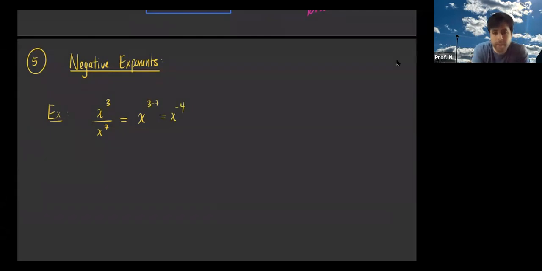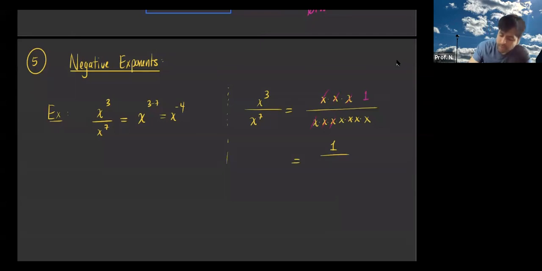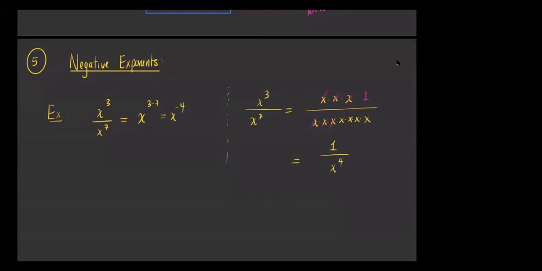Very good. Now, that's one way to interpret this. What's another way to interpret it? X cubed over x to the 7th, I can rewrite this as what? X times x times x divided by x times x times x times x times x times x times x, right? What happens with the x's? Cancel, cancel, cancel. This is a 1 in front on the top. I'm left with 1 in the numerator, and what's in the denominator? How many x's are left? 4. So I'm going to write x to the 4th.